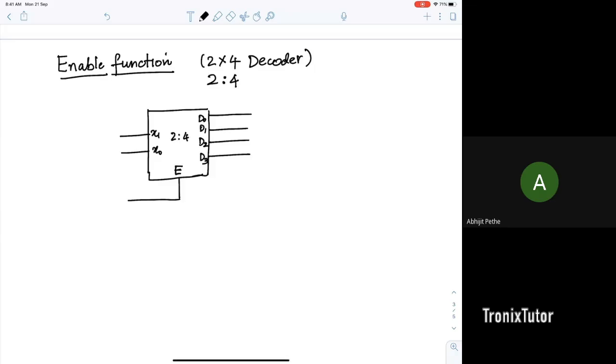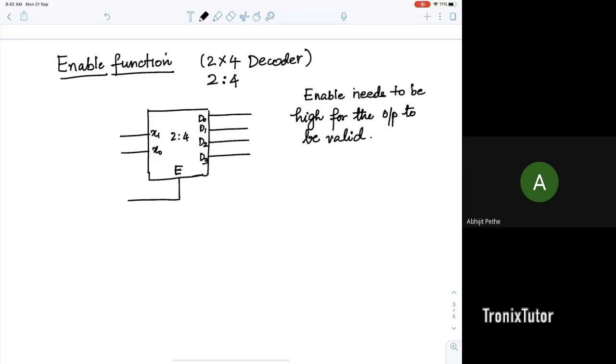So what is the enable input doing? From the name, it suggests that the enable needs to be high for the outputs to be valid. That is, I will not trust the outputs of the decoder unless enable is high.